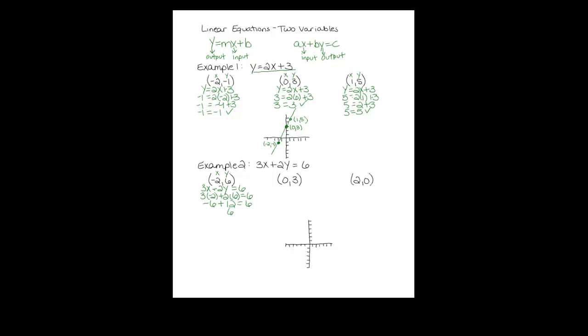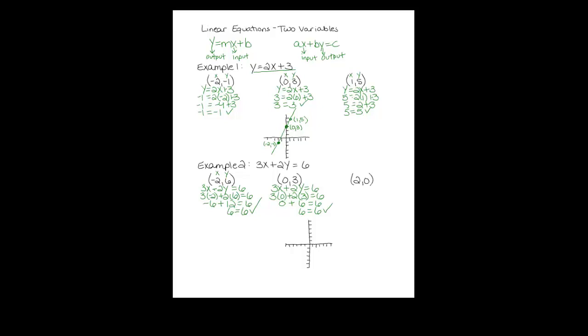-6 plus 12 is 6, equals 6. So it checks. For the next one, we have the ordered pair 0, 3. So copying down the equation, 3x plus 2y equals 6. Replacing the x with 0, the y with 3, and then we're just going to see if it works out. 3 times 0 is 0, so that's 0, plus 2 times 3 is 6, equals 6. 0 plus 6 is just 6, so we have 6 is equal to 6, which is true.